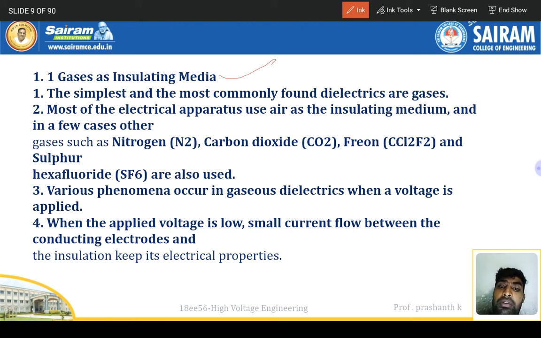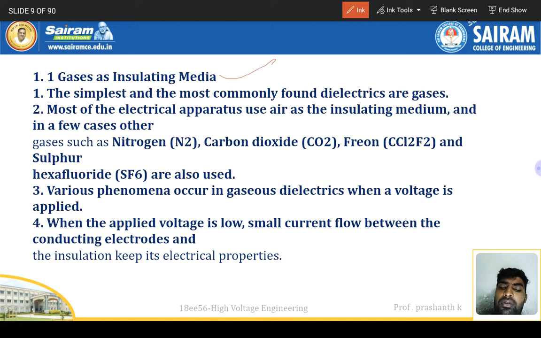Most electrical apparatus use air as the insulating medium, and in a few cases other gases are used. If air is not used, we prefer gases, right? There are more advantages in gases compared to air. Breakdown and flashover strength are high in gases, and various phenomena occur in the gaseous dielectrics when voltage is applied.